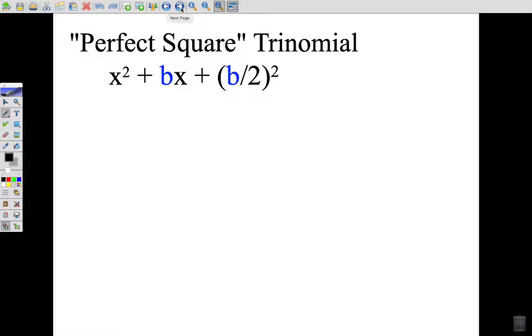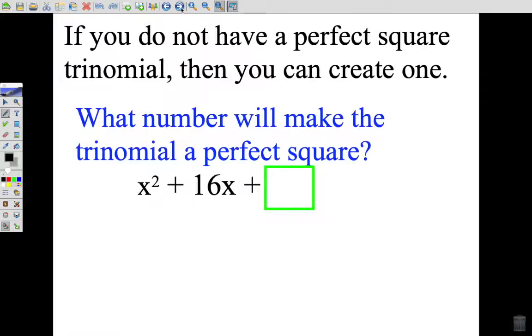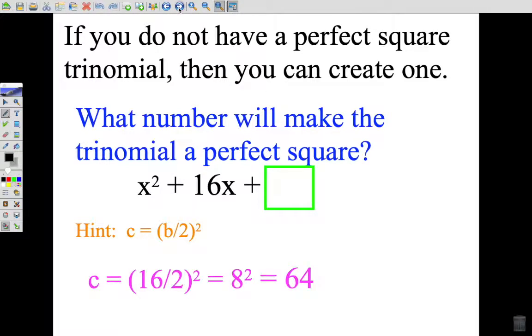What we're going to have to do is to forcibly create perfect square trinomials. We also should recognize that if you don't have one, you can create one. And that's what we're going to learn how to do this lesson. In the Day 2 lesson, we'll use that for another purpose. So in this example, I put a big square here that we need to figure out what number would force a perfect square trinomial. Well, from the pattern, we should be taking 16 divided by 2, getting 8, and then squaring it. Oh, 64 is the number I need to make a perfect square trinomial.